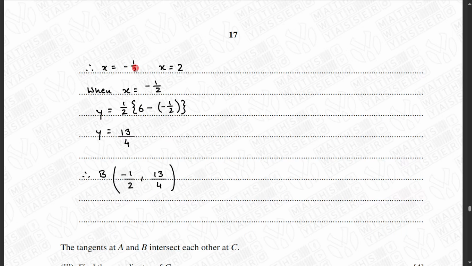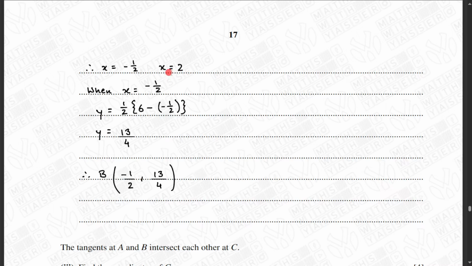Which means x is equal to negative half and x is equal to positive 2. So when x is negative half, if we substitute this value of x into any equation, whether it be the normal or the curve, we will still get the same y value for the coordinate B. So y is equal to half of 6 minus half. This is the equation of the normal, and we can find the value of y easily by substituting the value of x into this equation. And that gives us y is equal to 13 over 4. So the coordinate B must be minus half and 13 by 4.